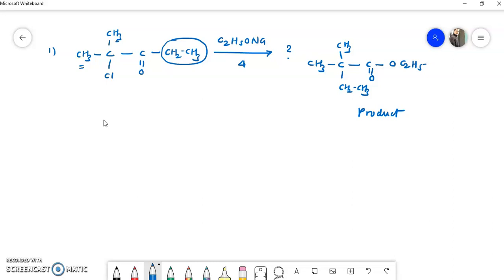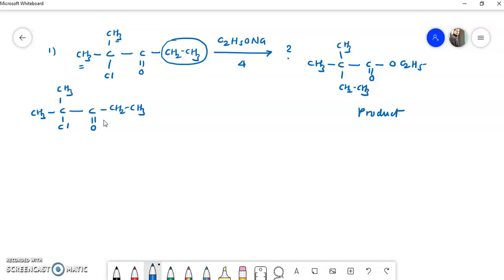Okay, so consider this starting material once again, CH3CCl(CH3)C double bond O, CH2CH3. Okay, now what will happen? We are going to subject this starting material to base. So what is the function of base?